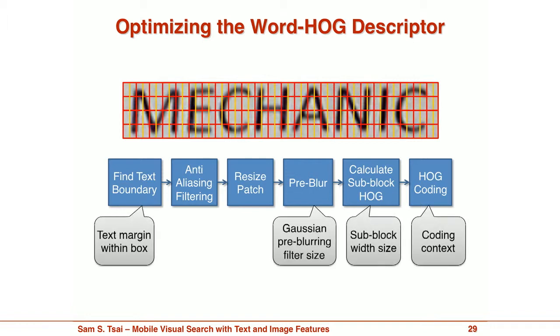In developing the Word-HOG, we trained for several different blocks. We looked at the margin between the word and the box. We looked at how much pre-blurring is needed, and also how wide the subblock should be. We also looked at what we should use for coding the histogram of gradient features.